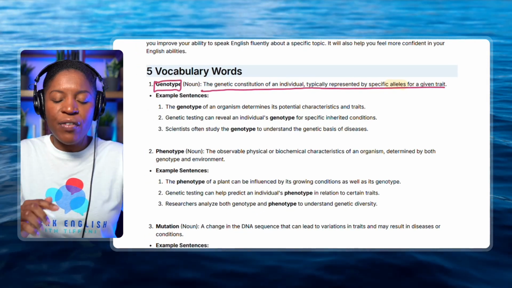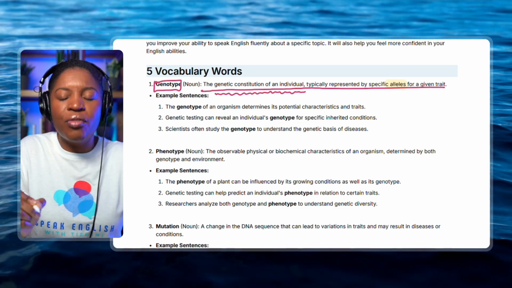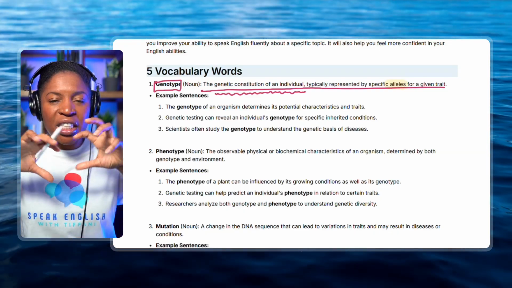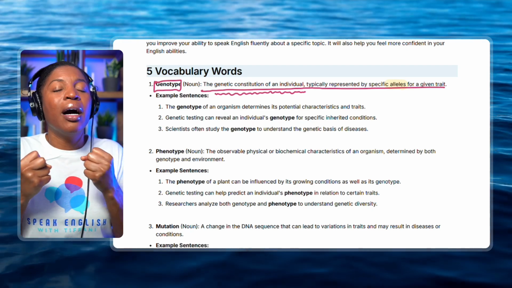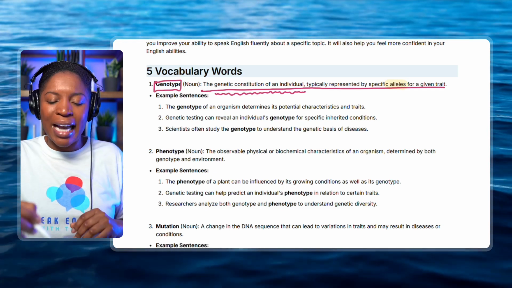And according to the definition, again, it's the genetic constitution of an individual, the genetic makeup of an individual, the genes within an individual, the makeup, the structure. So again, when you hear genotype, I want you to think about the genetic structure or makeup of an individual. Make sense? Now again, we're learning these scientific terms so that you, my friend, can speak English confidently and fluently about this topic. So let's check out these example sentences.